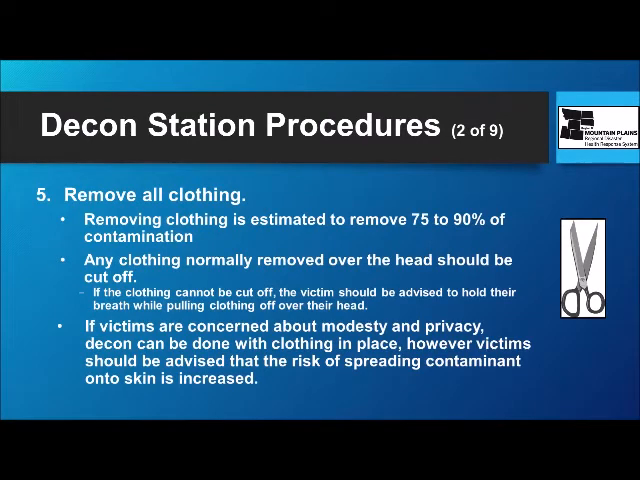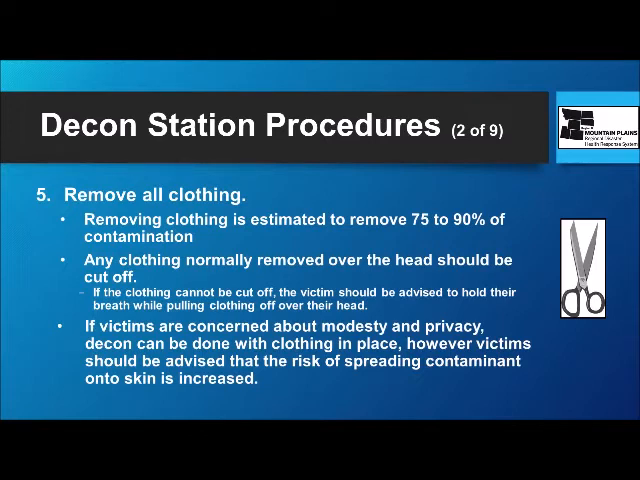Clothing. The act of removing clothing is thought to remove somewhere between 75 to 90% of the contamination. So it's a crucial step in the decon process, and patients who are reluctant should be informed that this is an essential step. Any clothing that normally would come off over the head and face should be cut off instead. You don't want the patient to risk inhaling more of the contaminant or re-aerosolizing some of the contaminant, breathing it in, and then increasing their exposure.